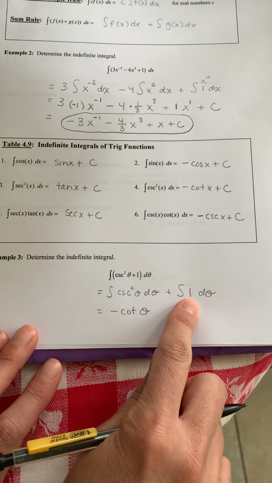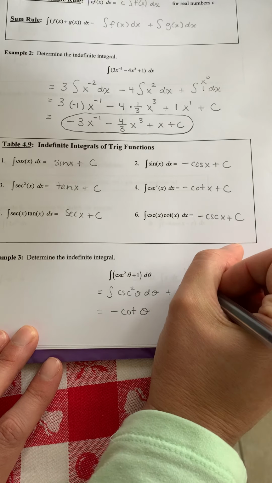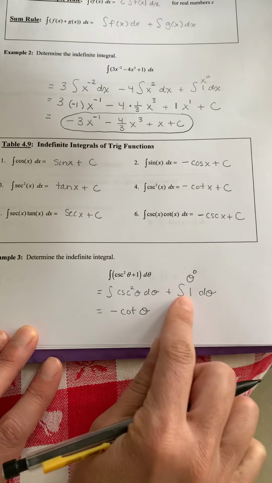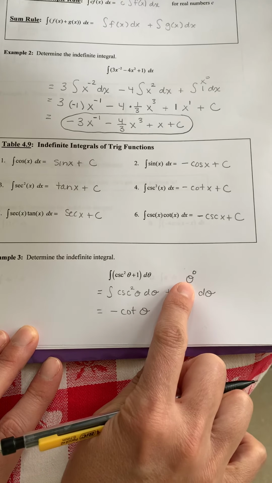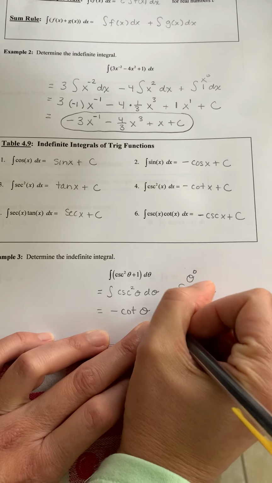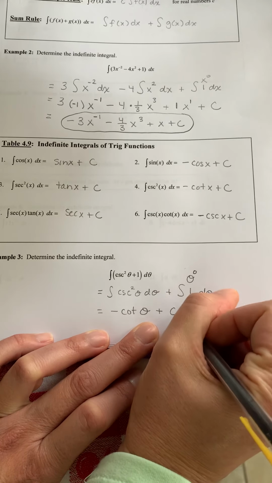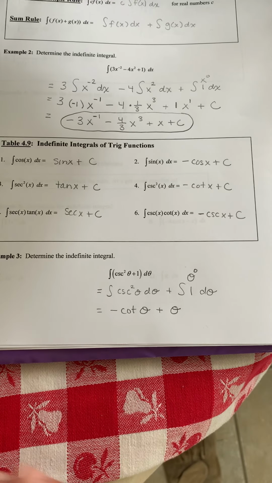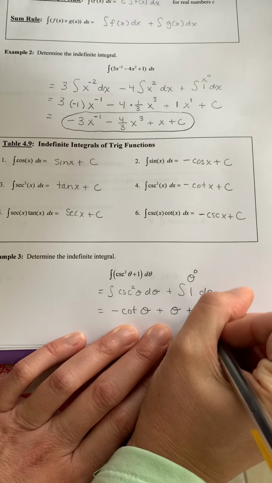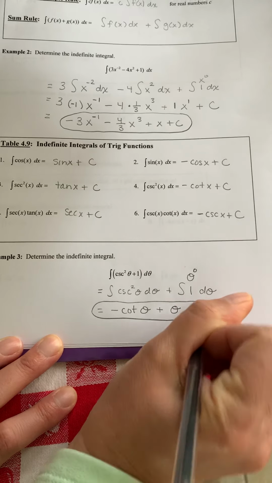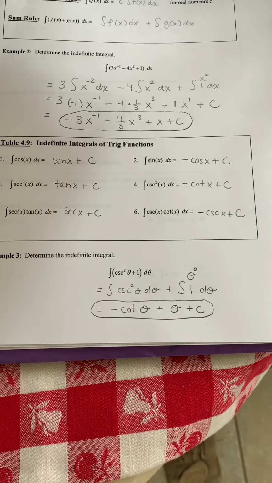Next up, just like what we did earlier, think about this 1 as theta to the 0 power. That is an answer of 1. So we need the power rule here. If we add 1 to 0, we get theta to the first power, or just theta, and of course the reciprocal is 1. And then don't forget the plus c to get the family of antiderivatives. And that does it for example 3.